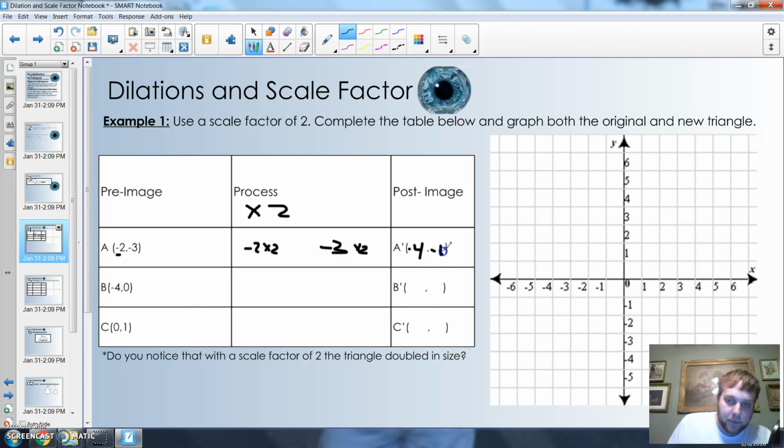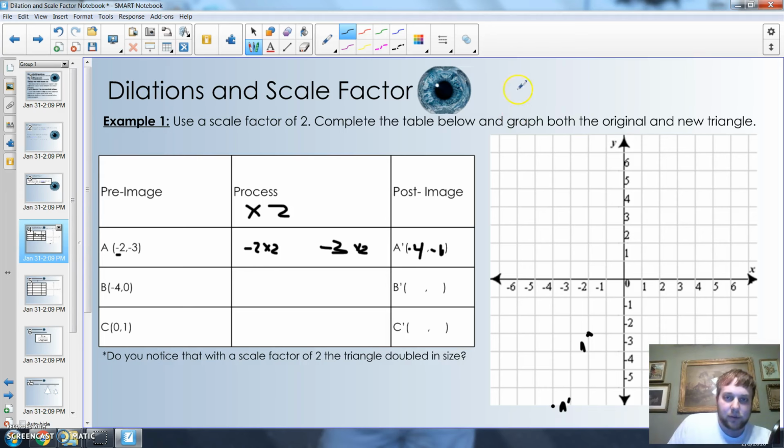All right, so it says actually graph both original and new triangles. So I'm going to go negative 2 and negative 3, which is located roughly here. That's A. And then the new point is negative 4, negative 6, right down here. And we're going to call that A prime, like Optimus. That little apostrophe up there means prime. So that's A prime.